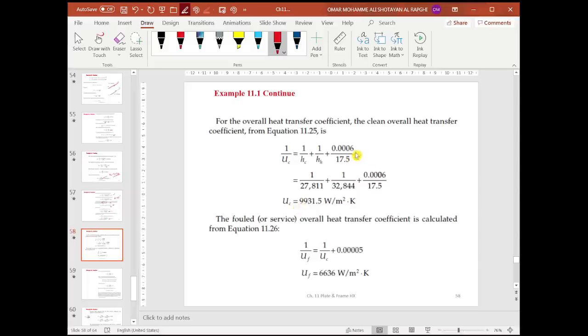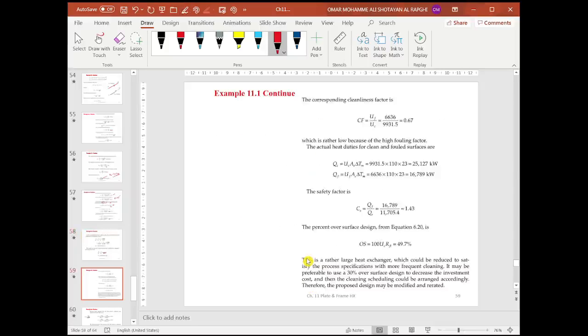0.006 is the thickness of the plate, and 17.5 is the thermal conductivity of the plate. You get 9931.5, that representing the overall heat transfer coefficient clean. You can also get the fouled utilizing the fouling factor total, which is given in the problem. So you get UF, which is the overall heat transfer coefficient for foul heat exchanger, as 6636 watt per meter square Kelvin. You can calculate the cleanness factor. You divide UF by UC, you get 0.67.